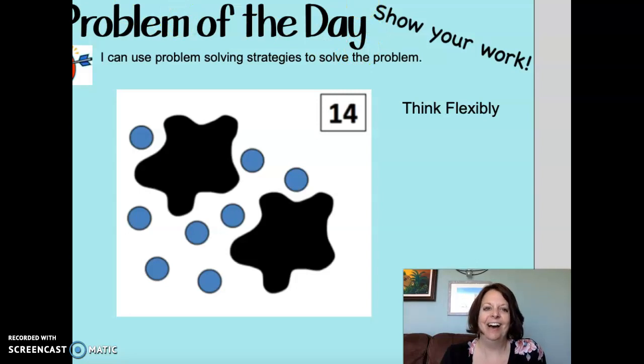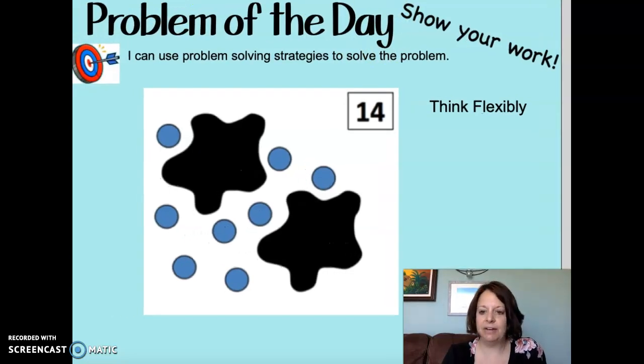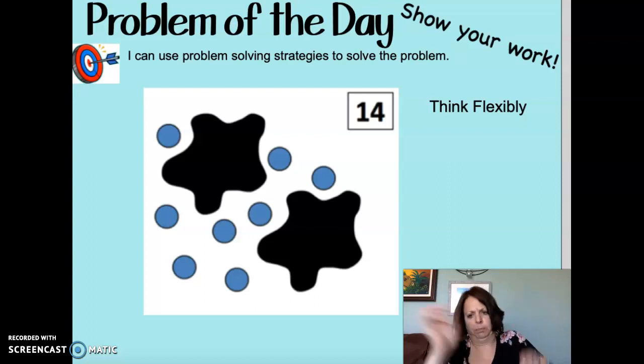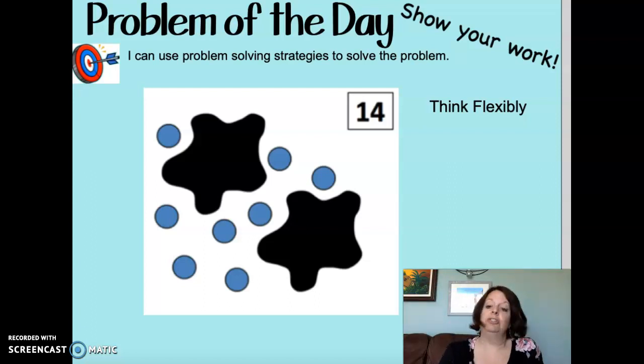We're back. Okay, it's time for our problem of the day. We have another splat. And remember, as always, our learning targets for problems of the day are I can use problem-solving strategies to solve the problem. And I want you to really think flexibly today. So I'm going to see if you can expand your thinking instead of just thinking, oh, this is easy, I can do it super fast. I want you to really think about it in a different way today. So let's see if you can do that.